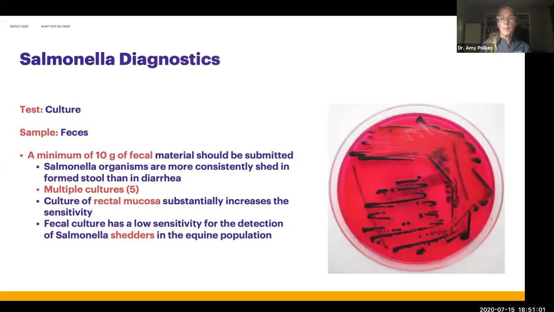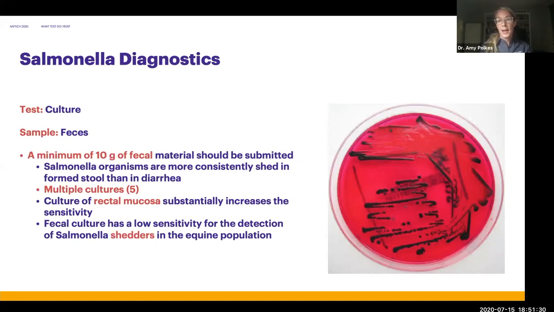So when we're talking about culture, really you need a minimum of 10 grams of fecal material. And this goes back to samples that get submitted to the lab. If you just do a little swab of the rectum and we don't have enough fecal material, it makes it difficult to get a diagnosis. The organisms are more consistently shed in formed stools, so sometimes you do have to wait till it becomes cow pie or something like that.